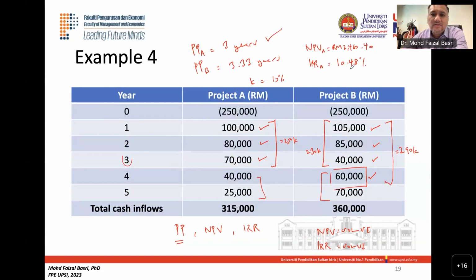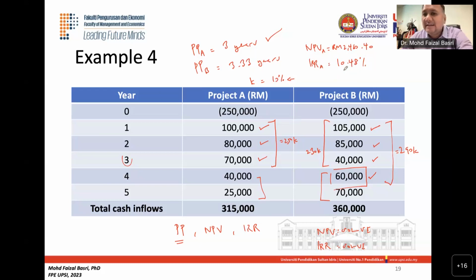So what does it mean? By looking at the time value of money concept, based on the discount rate of 10%, what is this discount rate actually? Before I move forward, this is the assumption of returns that you expect, or let's say if you need to borrow money, for example, this is the cost. This is your cost of capital. And when you have this cost of capital of 10%, the internal rate of return for project A generated 10.48%.